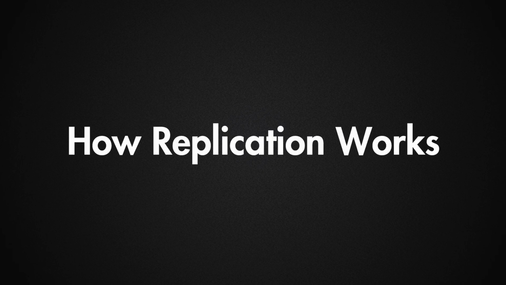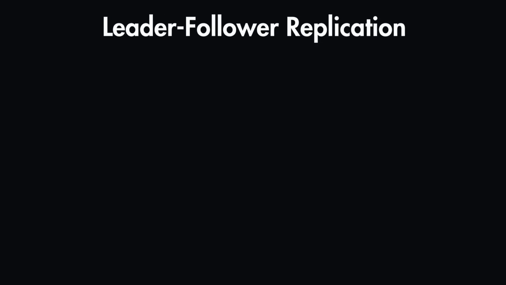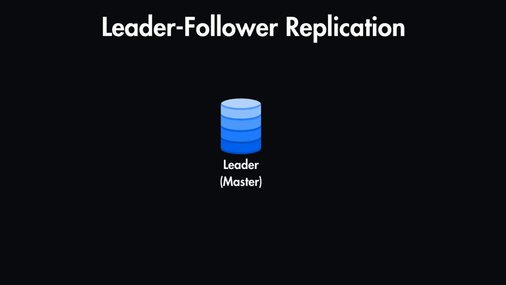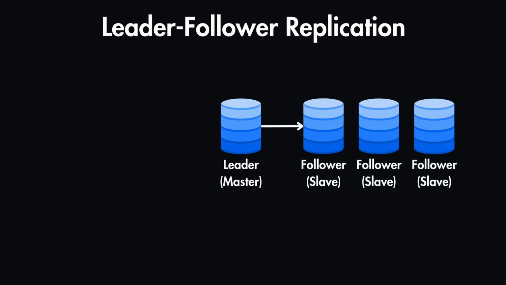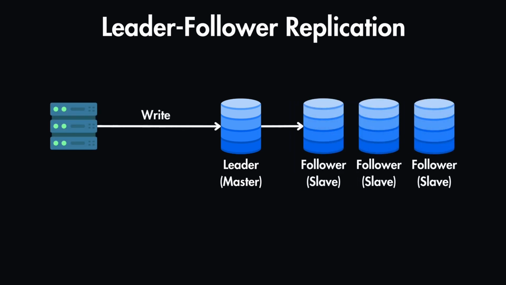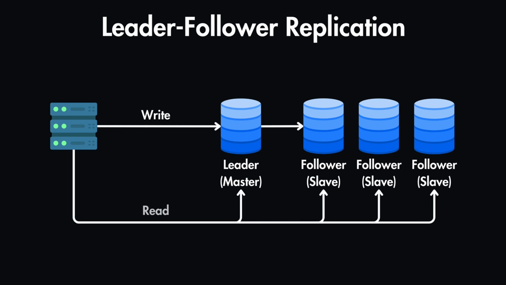We have two common replication methods. The first one is leader-follower replication. In this setup, we have one database which serves as the leader, also called master, and we have other databases which act as followers or slaves. In this case, write operations are directed to the leader, and then it propagates the changes to follower databases. And read operations are distributed across both leader and followers, which will enhance the read capacity.